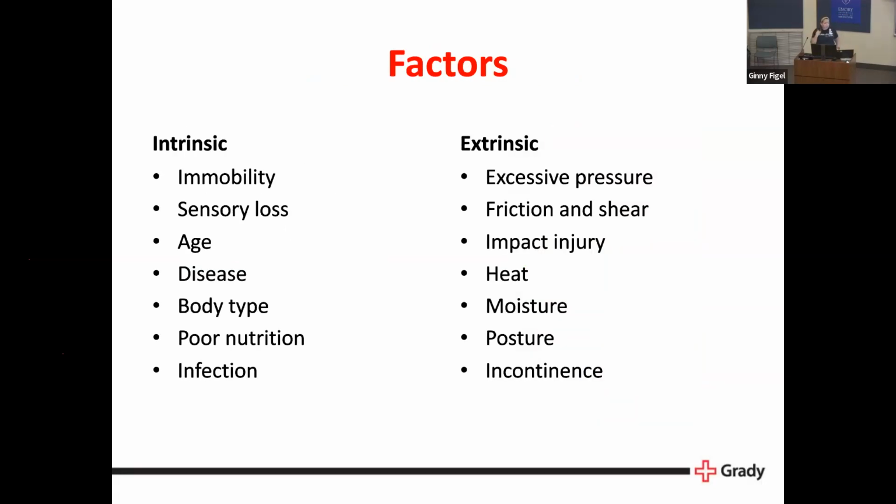All right, so our intrinsic factors that are going to affect our risk for pressure injury: immobility, sensory loss, age, disease, our body type and habitus, if we are having poor nutrition, and then if we've got an infection, right? So then the things that we can impact as the nurse are excessive pressure, that friction and shear, an impact injury, excessive heat, moisture, posture, so how we're positioning our patients, right, and then incontinence. Like that's up to us to make sure that we keep the patient free from pressure injury with those things happening.